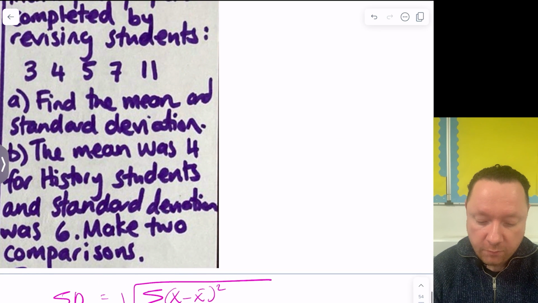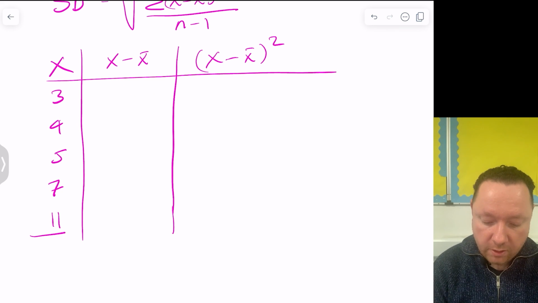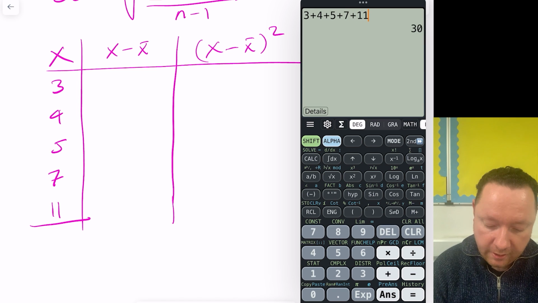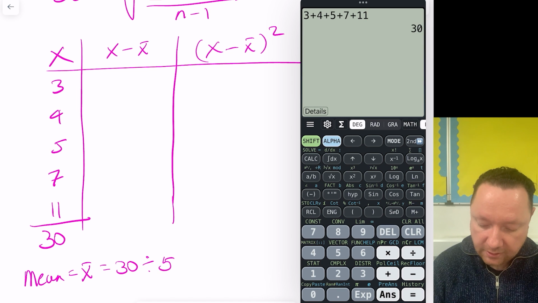So what have we got? 3, 4, 5, 7, and 11. Straight away add the numbers up. 3 plus 4 plus 5, 5 plus 7 plus 11 is 30. So the mean, which is our x bar, is 30 divided by 1, 2, 3, 4, 5, that's 6.